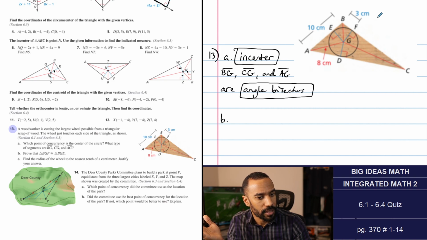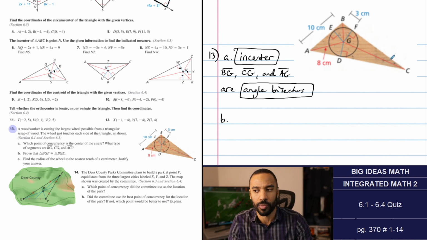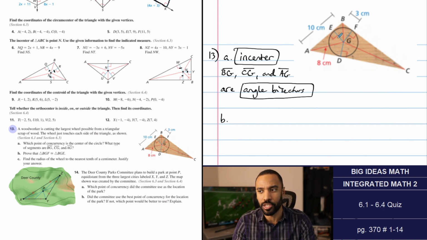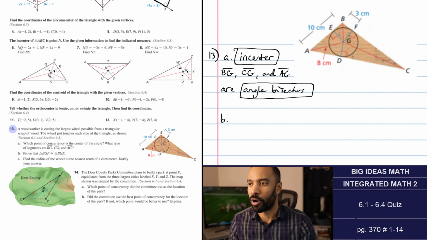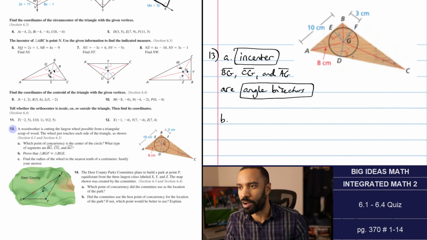A woodworker is cutting the largest wheel possible from a triangular scrap of wood. The wheel just touches each side of the triangle shown. Okay, so we're given that it's a circle there. So I can use that to talk about congruency in these. They're radii of a circle. So, perfect. Okay, let's go ahead and start doing a proof off of that one here.